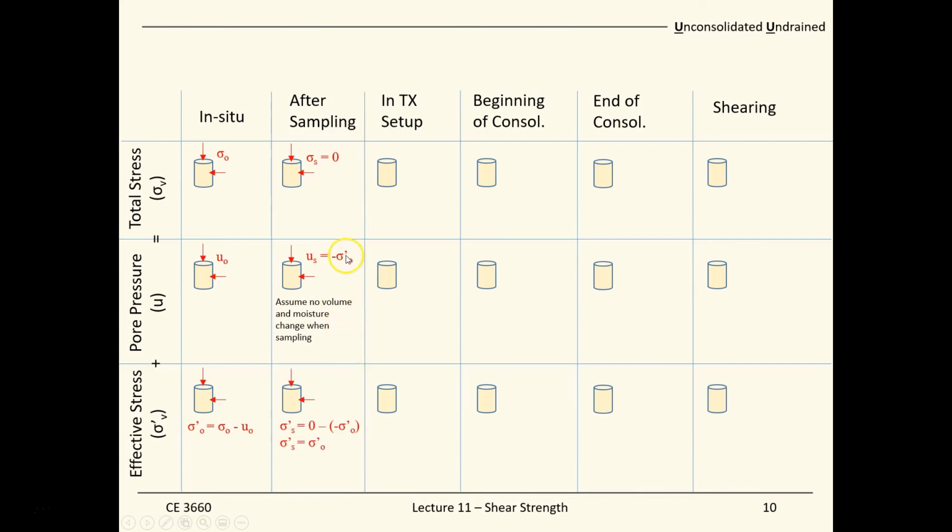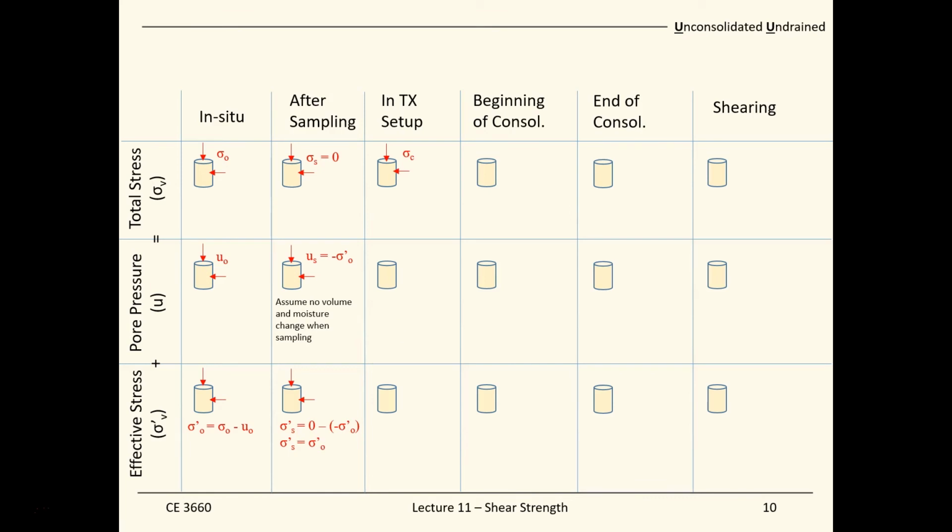Since we know the pore pressure and the total stress, we can calculate the effective stress. So the effective stress during sampling at no disturbance will equal the total stress minus the pore pressure, and then the effective stress at sampling goes back to equal the initial stress in situ. So this works.